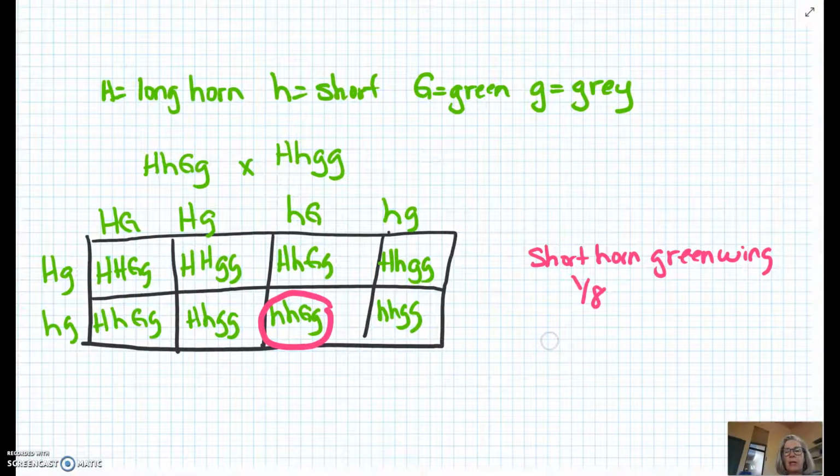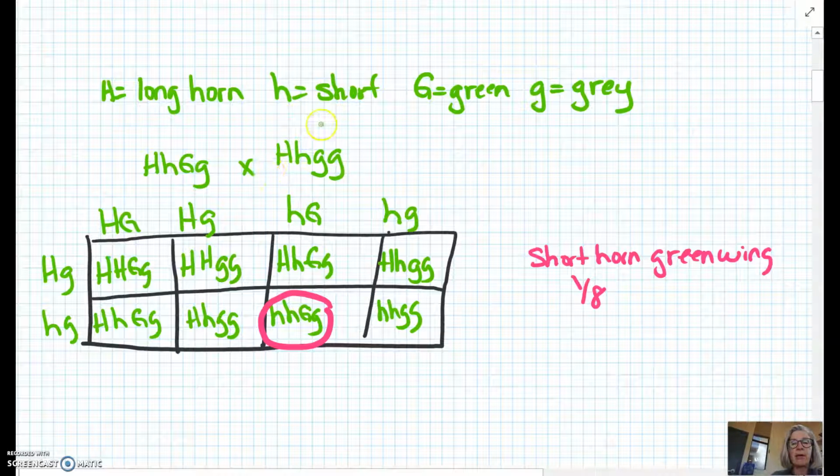So in this particular question, I used an uppercase H for longhorn and a lowercase h for short, and an uppercase G for green wings and lowercase g for gray. And if you do this cross, you find that you can do it as a 4x2 because this second parent here is only going to produce 2 different gametes. And you find that the question asked for what's the probability in fraction form of a shorthorn green winged dragon, and you find 1 possibility out of these 8. So that's a 1/8 possibility.